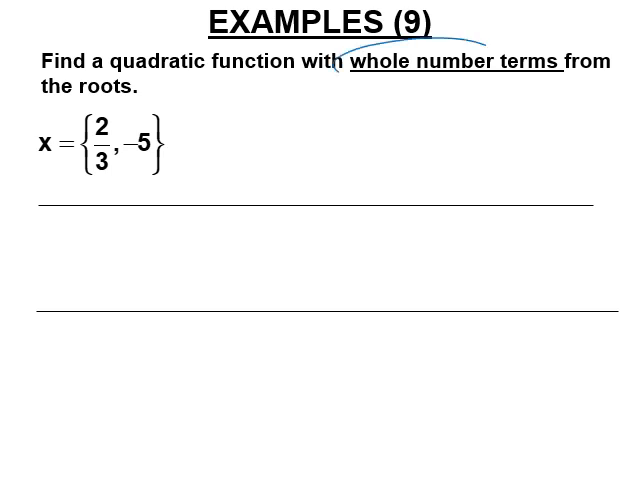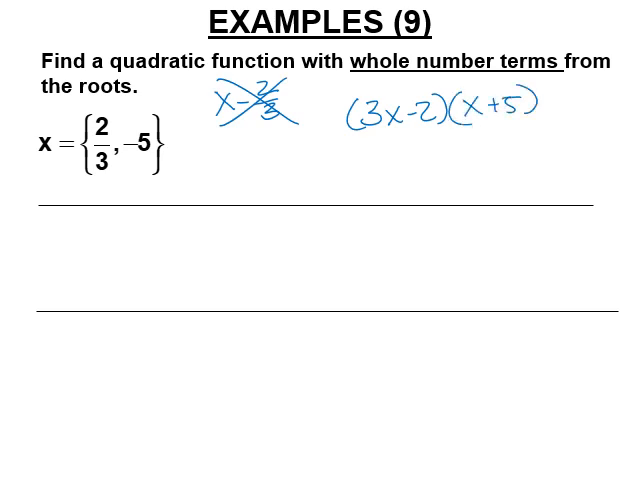So notice I wrote whole number terms here, because some people get the great idea, why can't I write x minus 2/3? But we never had factors that look like that, so you're not allowed to do that. So the factors that made 2/3 were 3x minus 2. The factor that made negative 5 was x plus 5. And you do f of x, and you FOIL it: 3x squared plus 15x minus 2x minus 10.